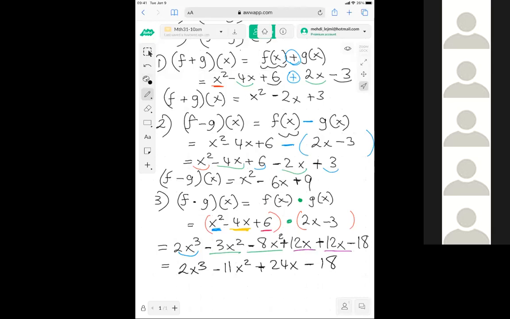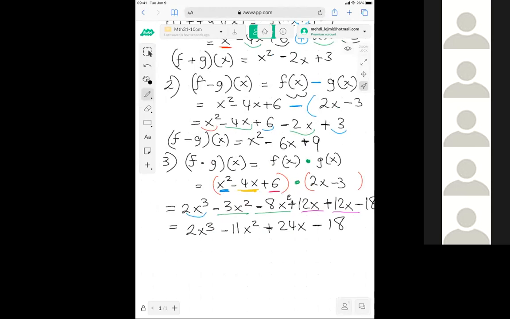As you can see, guys, you can easily make mistakes here, so just be careful when you distribute, right? That's the final answer. So f times g of x is 2x cubed minus 11x squared plus 24x minus 18. I think your answer, Ibrahima, was wrong. You said 8x cubed minus 18x squared. But we can easily make mistakes. I made a mistake here too, I forgot the square. So just be careful. Anyway, that's the final answer. Is there any question, guys?